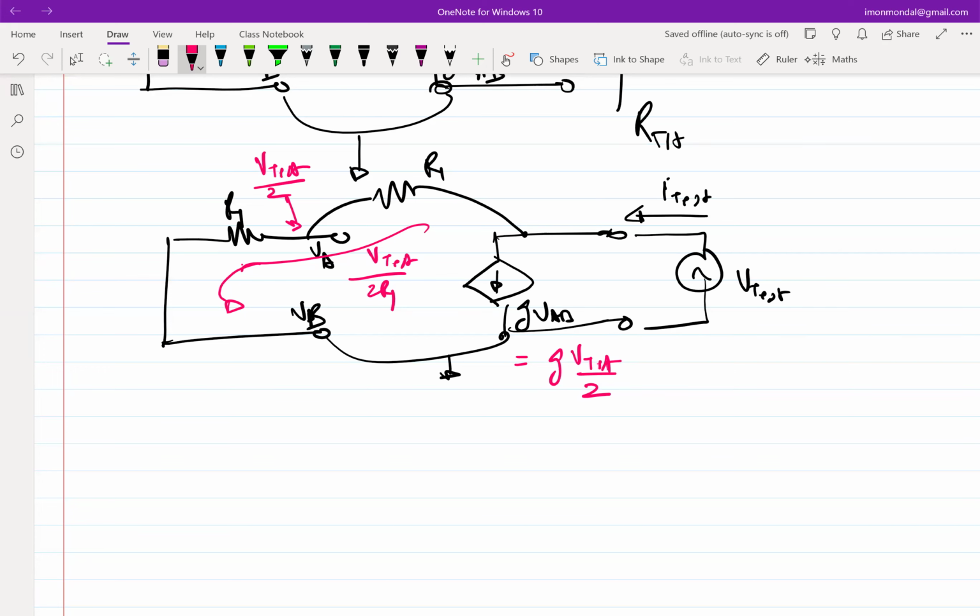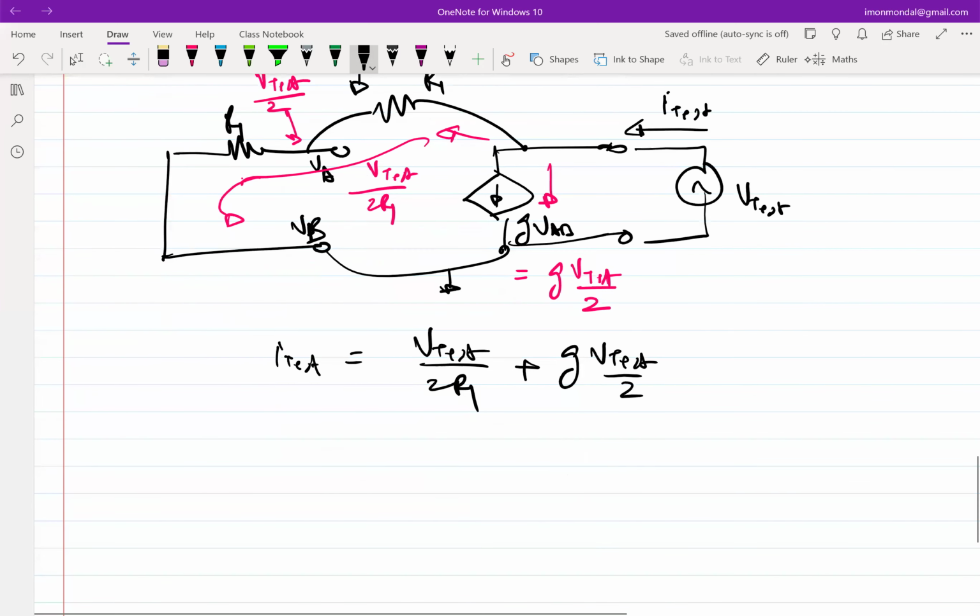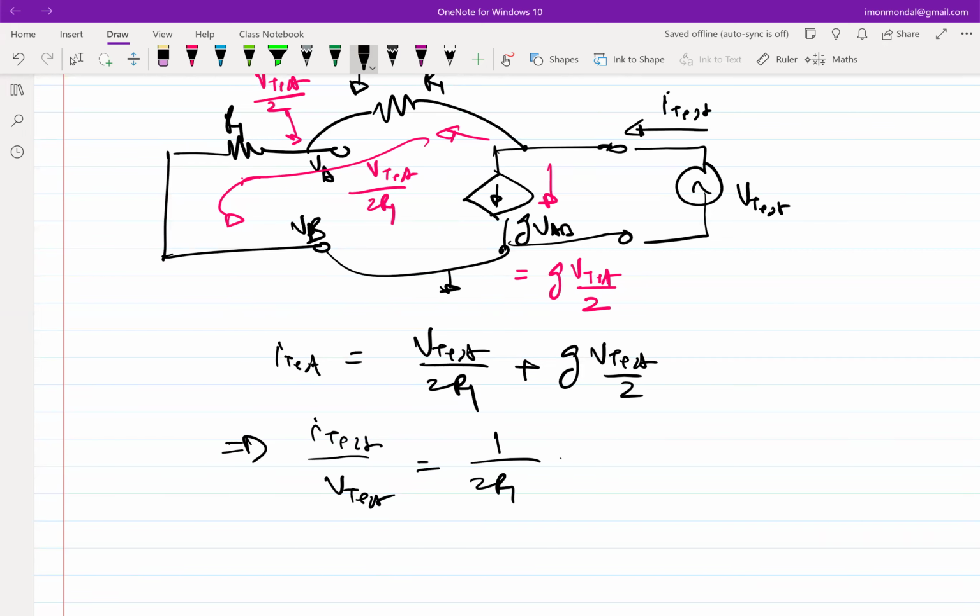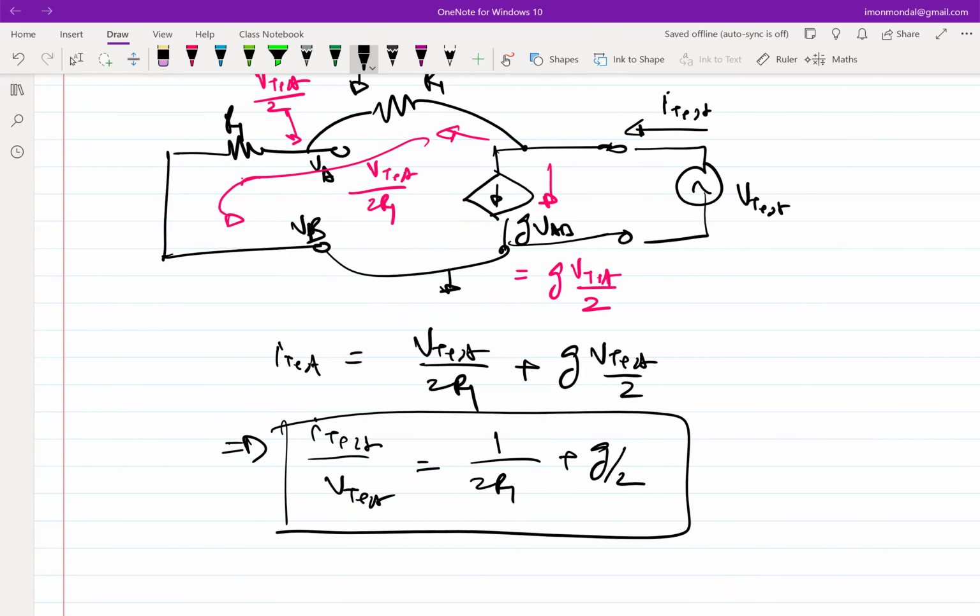So what is I test? I test has two components. One component flows here, the other component flows there. So I test will be V test by 2R1 plus G V test by 2. So what is I test over V test? It is 1 by 2R1 plus G by 2. So this is your effective GTH, right? 1 over that will be RTH, right? Okay, we'll stop here.